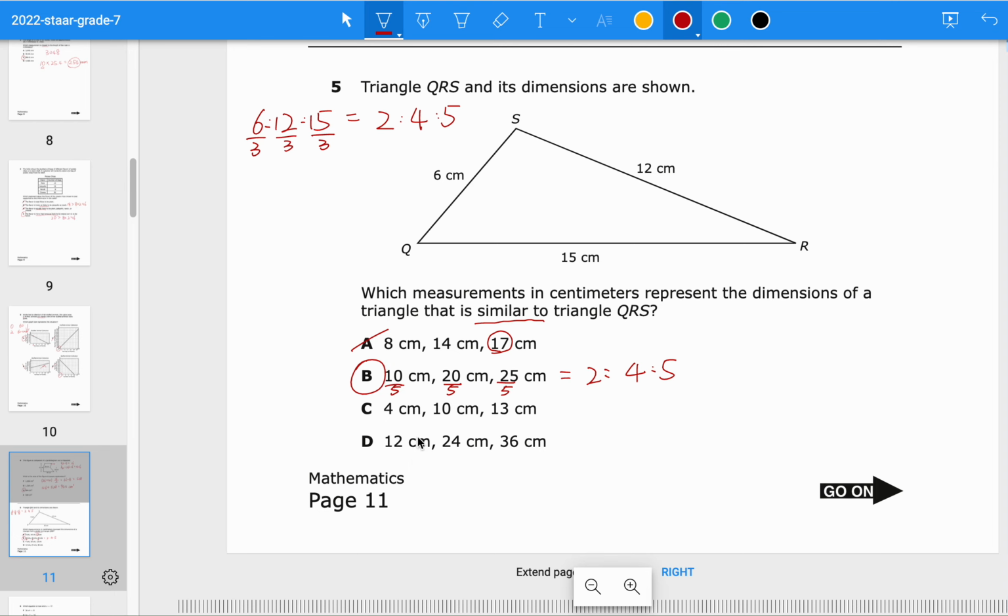But let's take a look at C and D. For C: 4, 10, 13. Again, we have a 13, which is not able to be simplified. So C is out. And D: 12, 24, and 36. The common factor here is 12, right? So if we simplify it by dividing by 12, we got 1, 2, and 3, which is different from 2, 4, 5. So D is out. The correct answer is B.